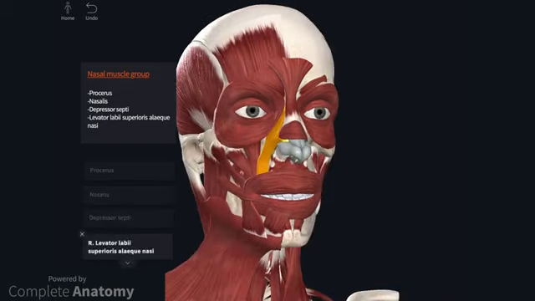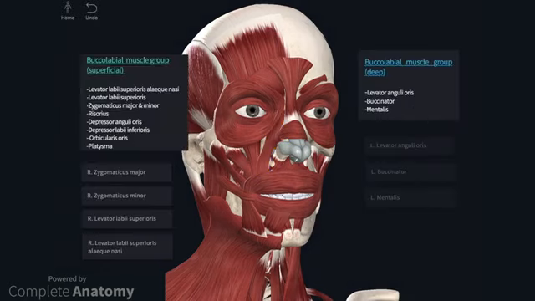Levator labii superioris aliquae nasi is a relatively long, flat muscle that attaches to the frontal process of the maxilla and passes to the alar cartilage of the nose and the lateral part of the upper lip. The portion of the muscle attached to the alar cartilage dilates the nose, and the other portion everts the upper lip. The buccolabial group contains superficial and deep muscles. The superficial muscles are those included in the text box here.